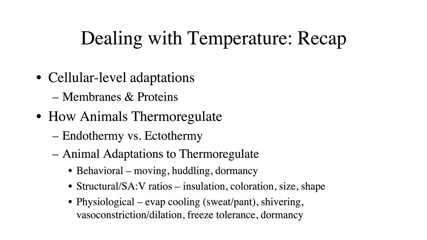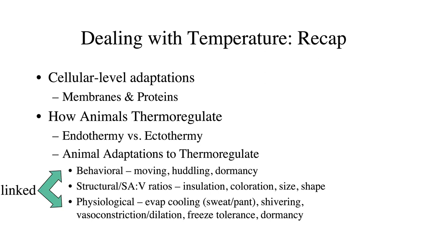So just as a quick recap, when we're talking about dealing with temperature, at this point we've talked about cellular level adaptations that organisms have involving membrane permeability and stopping proteins from denaturing in high temperatures. We've talked about how animals thermoregulate and the difference between endothermic animals versus ectothermic animals and the costs and benefits of being endothermic versus ectothermic. And we've also now talked about some animal adaptations to thermoregulate. Specifically, we've talked about behavioral, structural, and physiological adaptations that these different organisms have evolved. And this is by no means a comprehensive list of all the behavioral, structural, and physiological adaptations that organisms have to thermoregulate. It's just meant to give you some examples of each of these types of adaptations.